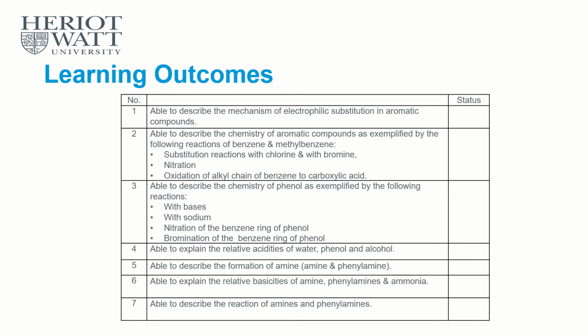So the next one is able to describe the formation of amine, how to get amine, or even phenylamine. Phenylamine is actually the benzene ring together with an NH2. So able to explain the relative basicities of amine, phenylamine, and ammonia. Again, I've explained that in class as well. You must be able to describe why amine is more basic than phenylamine. So the reason will always be in terms of electron donating group and electron withdrawing group, EDG and EWG. And the last, able to describe the reactions of amines and phenylamines.